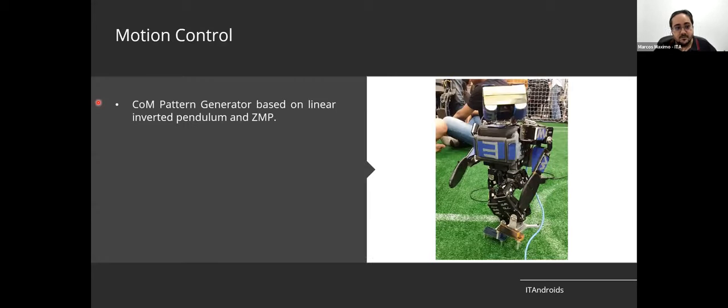For motion control, we have a pattern generator of the center of mass based on the linear inverted pendulum and ZMP. And for the kick, we also use the ZMP and the inverted pendulum. It's the same equation that we use for the walking, but we also use cubic splines to make the kick stronger.